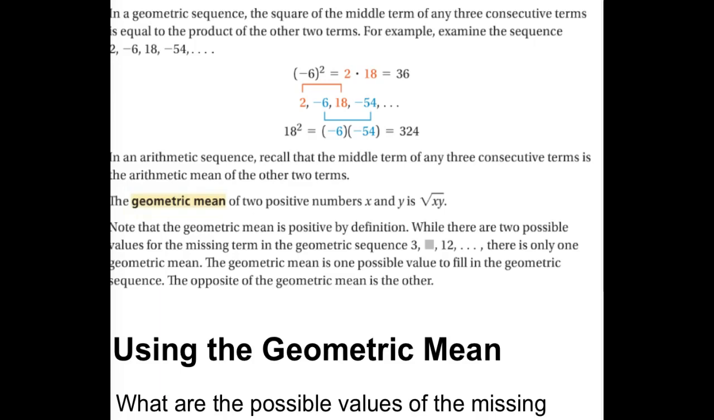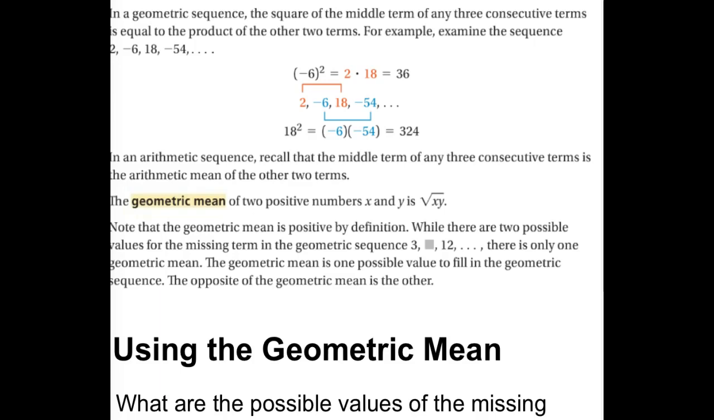The last little piece that we're going to look at. Do you remember when we did arithmetic sequences and we tried to find the number in between two other numbers? Yeah. What did we do? So we averaged them, right? It's called the arithmetic mean. We averaged the two numbers. For a geometric sequence, you have to find something called the geometric mean.